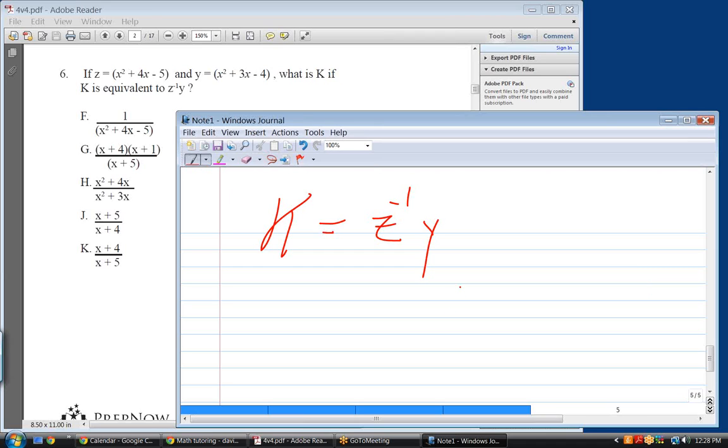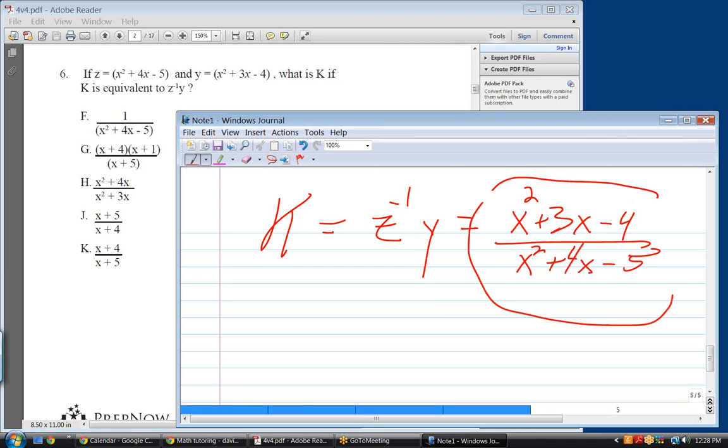What's y? That's already in the numerator and should stay there. So let's start writing what k is going to be. 1y over z. Correct. They tell you what y is. So what's y? x squared plus 3x minus 4 over z, which is x squared plus 4x minus 5.